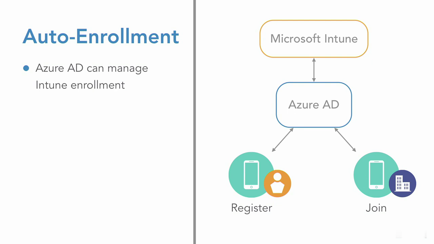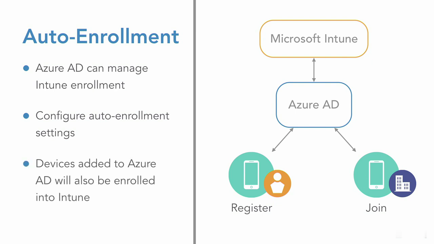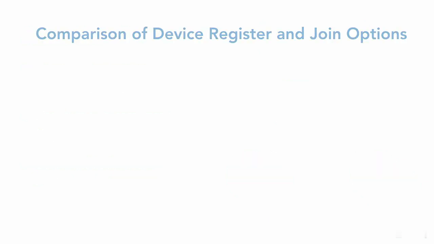There are Azure AD and Intune settings that can be configured to allow auto-enrollment, and we'll take a look at these settings in a later video. Once these settings are in place, when you add a device to Azure AD, they will be auto-enrolled into mobile device management with Intune. There are some key differences between registering and joining devices.